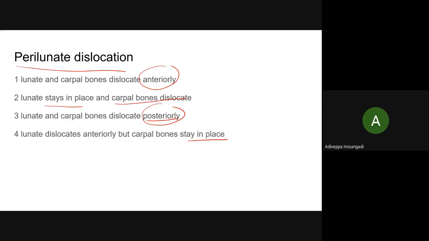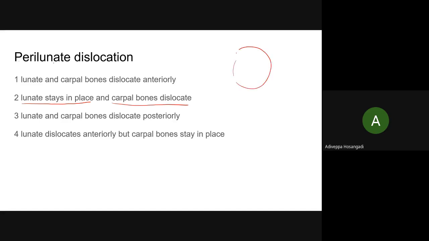So what are they giving as options? Lunate and carpal bones dislocate anteriorly or posteriorly. Second option, sir. Very good. Second: lunate stays in place, carpal bones dislocate. So perilunate, what is around the lunate, is dislocated. All the carpal bones are dislocated, the lunate stays in place. This is very, very important.